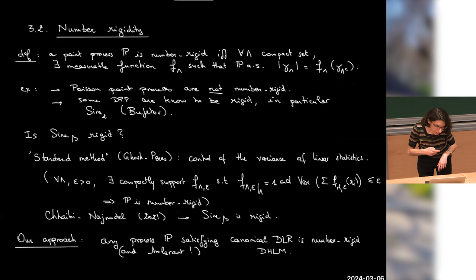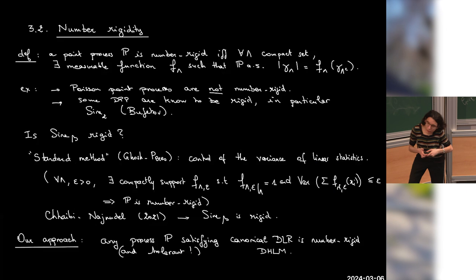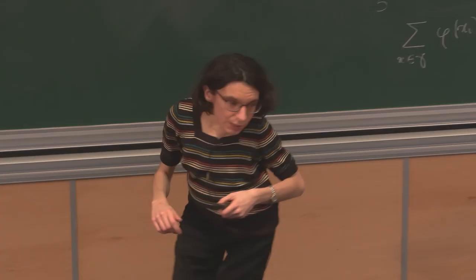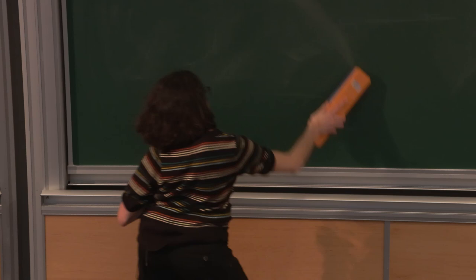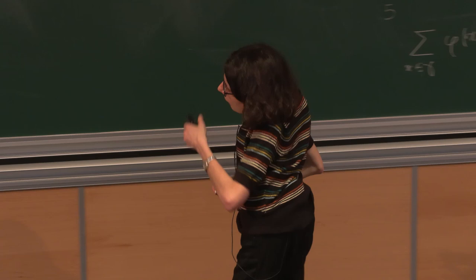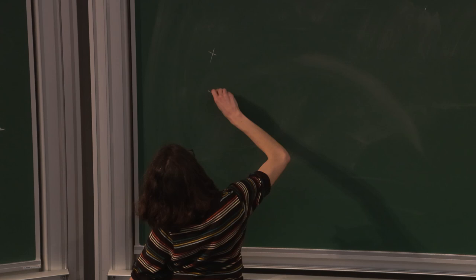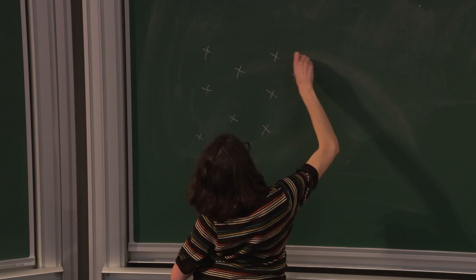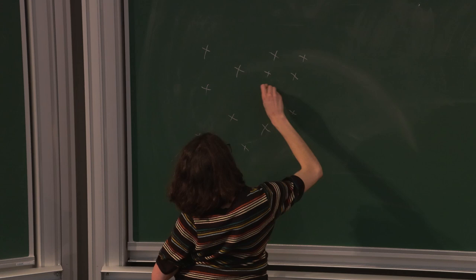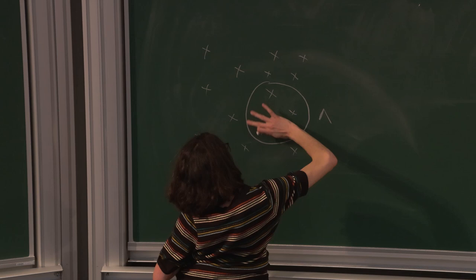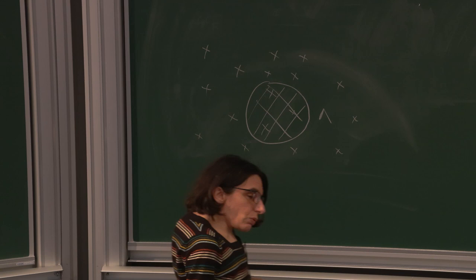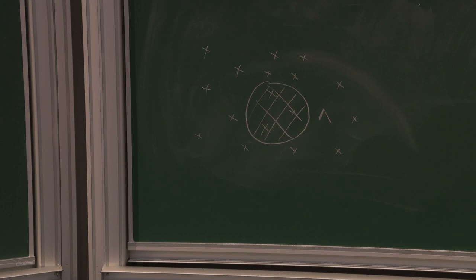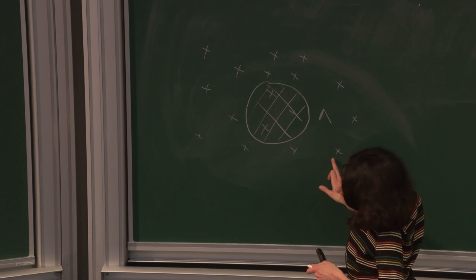One of our motivations for the work with David, Adrien and Thomas was to study a nice property which is called number rigidity. So what is number rigidity? It's a fascinating property. Imagine I have a point process, which is better drawn on the plane than on the line. I choose a Lambda, and I hide what is happening on Lambda, but I know perfectly the configuration outside. If the process is number rigid, then the number of points inside is a deterministic function of the outside.